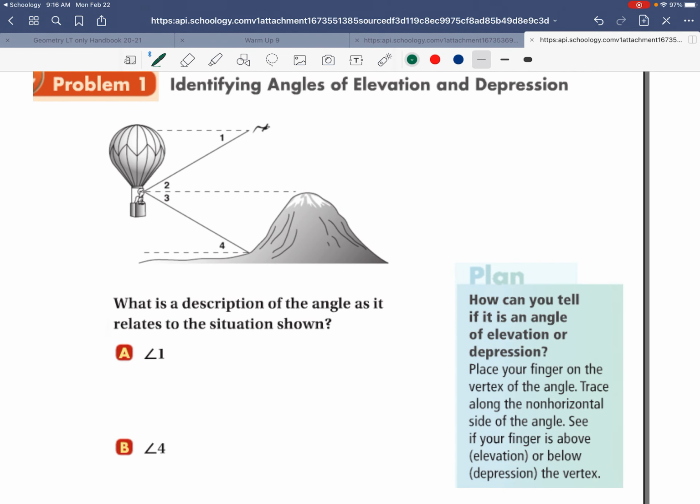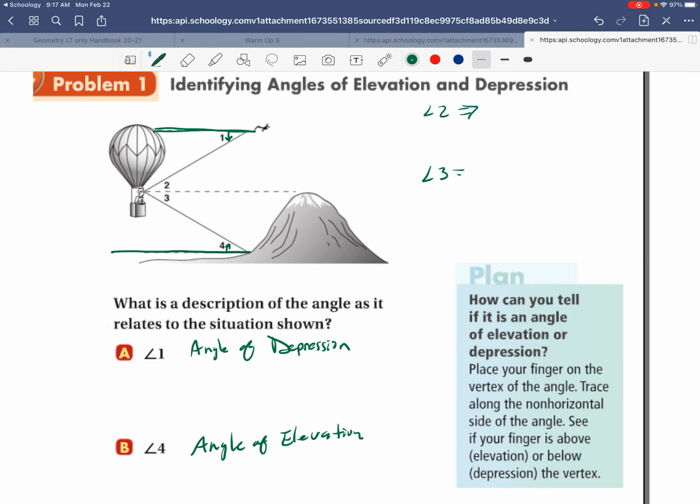What is a description of the angle as it relates to the situation shown? For angle 1, for the bird, we're going from the horizontal down. So angle 1 is an angle of depression. Angle 4 goes from this horizontal up, so that's an angle of elevation. Angle 2 and angle 3, pause the movie, try those, and then press play when you finish.